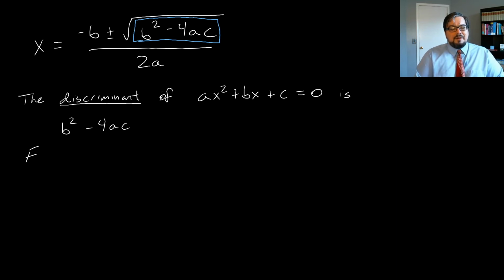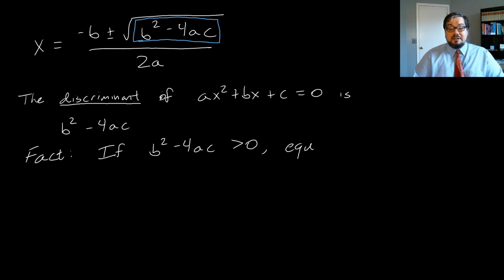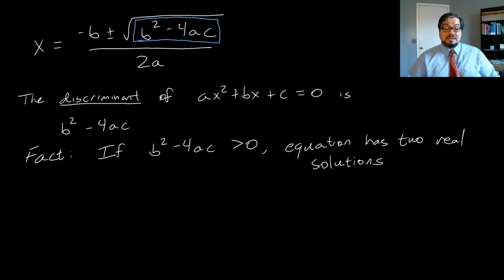Now we have the following fact. If b squared minus 4ac is greater than 0, then the equation has 2 real solutions. This is what we saw in our first example. If the discriminant is positive, then that means that the square root part of the formula is going to be a positive number. And so we get negative b plus or minus some positive number divided by 2a. We're going to get 2 different real numbers out of it.